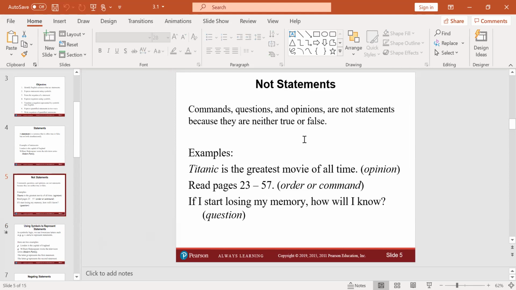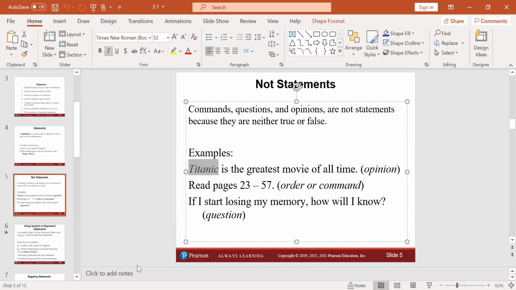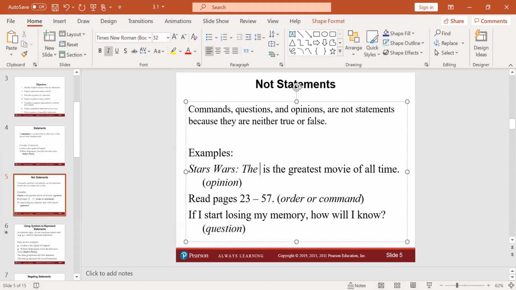And also, it's nowhere near the greatest movie of all time. Also, it's one of the biggest pieces of trash I've ever seen in my entire life, and it won Best Picture at the Oscars in the 90s. Some of you may not even know what Titanic is, and that's okay. Let's update that. I like movies. Let's update that with Star Wars, The Force Awakens.